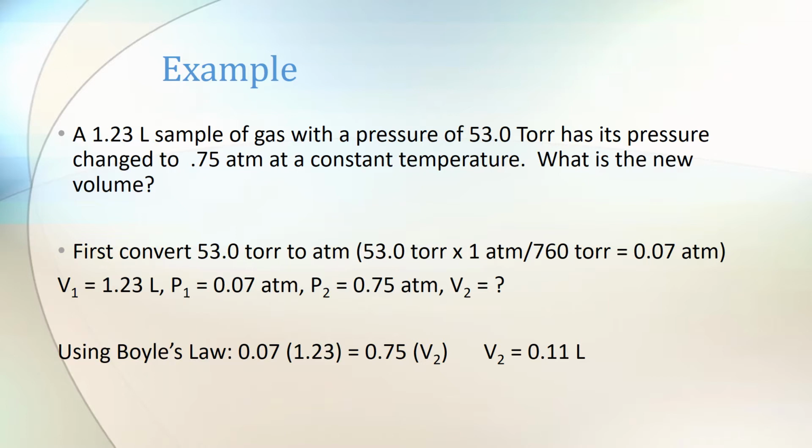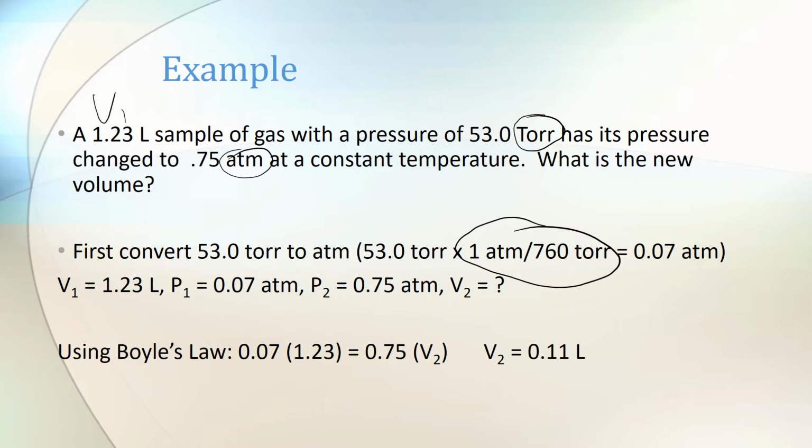Here we have an example. If I have a 1.23 liter sample of gas with a pressure of 53 torr, its pressure changes to 0.75 atmospheres at a constant temperature. What is the new volume? Well, you can see the first problem here. We've got torr and we have atm. That won't work. So the first thing I'm going to do is convert my torr to atmospheres, given that I know the conversion factor is 1 atmosphere for every 760 torr. I'm merely dividing.